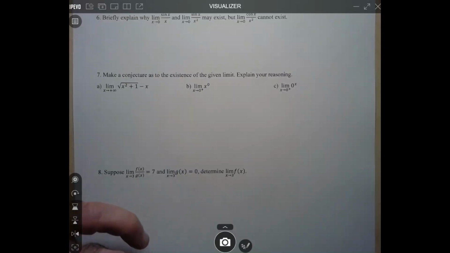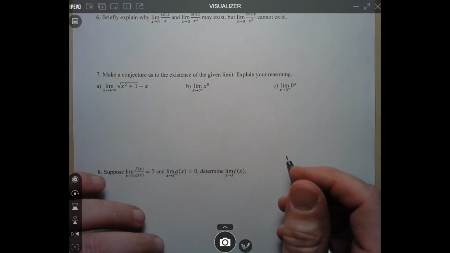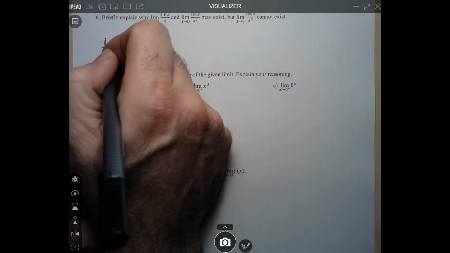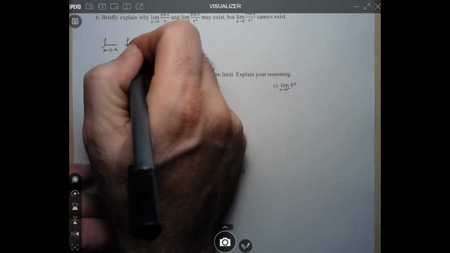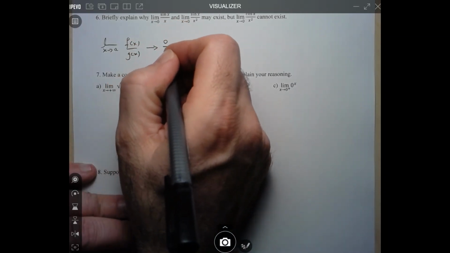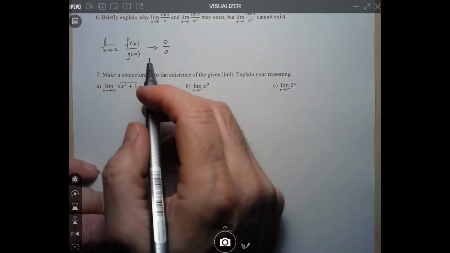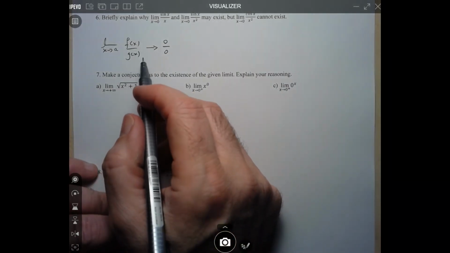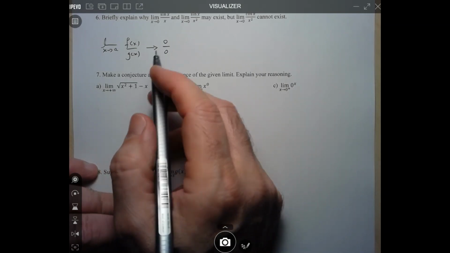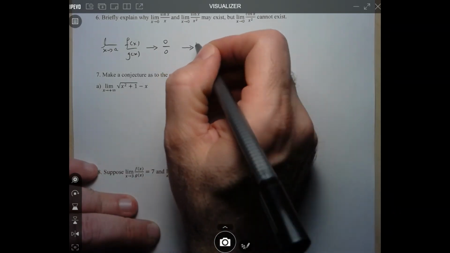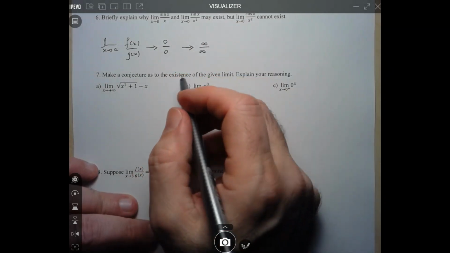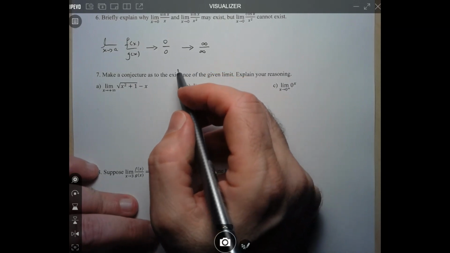Hi folks, we're going to continue where we left off in lesson 3, and just a reminder of where we were at. We saw that if we were taking a limit of a quotient, say f of x over g of x, and both numerator and denominator approach 0, in some circumstances the limit existed, and in other circumstances it didn't. We also saw that when the numerator and denominator both approach infinity, we had a similar scenario. Sometimes the limit existed, sometimes it didn't.